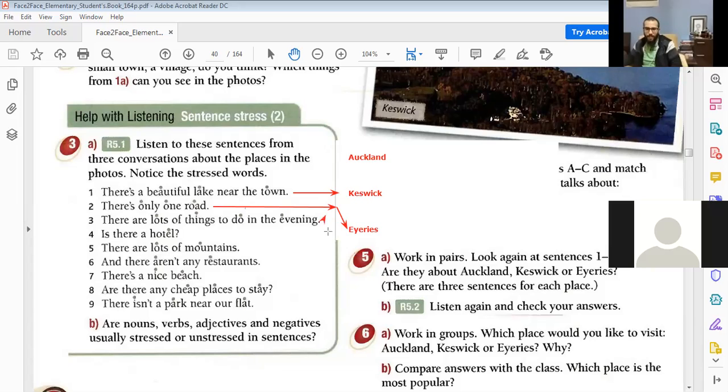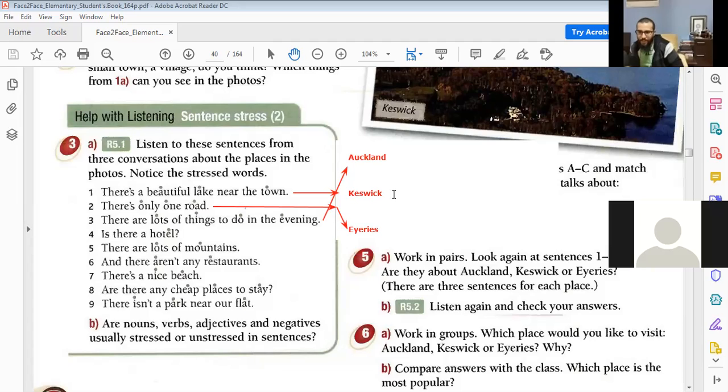Auckland. Auckland, maybe. Is there a hotel? From which conversation? Auckland? No. Can you remember the conversation? Yes, Renai. Okay, let me help you a little bit.